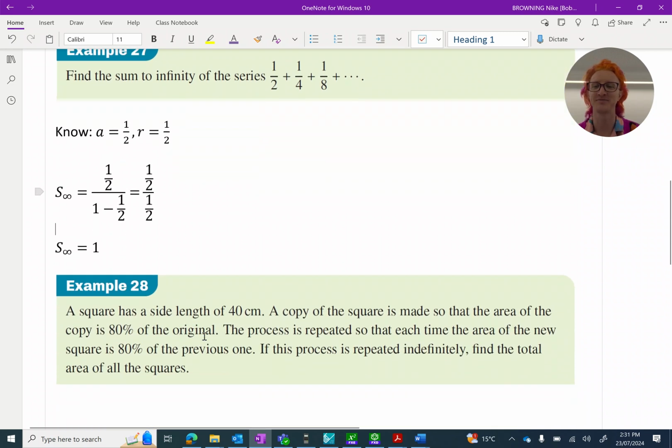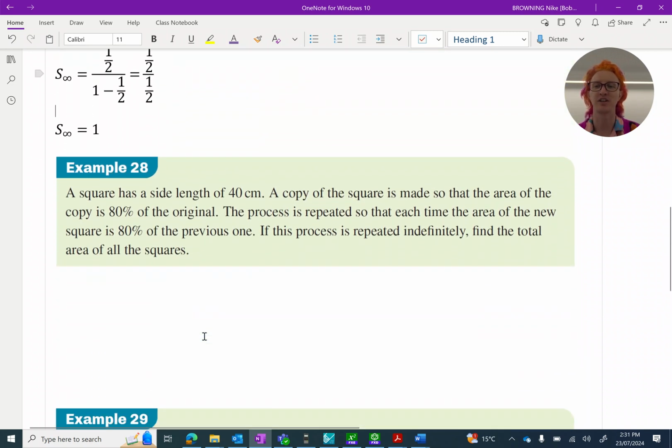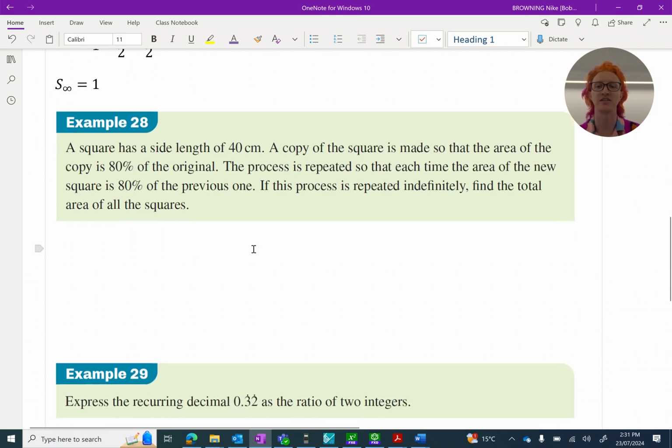Starting off pretty easy. Our next one, we've got example 28. A square has a side length of 40 centimeters. A copy of the square is made so that the area of the copy is 80% of the original. The process is repeated so that each time the area of the new square is 80% of the previous one. If this process is repeated indefinitely, find the total area of all of the squares.